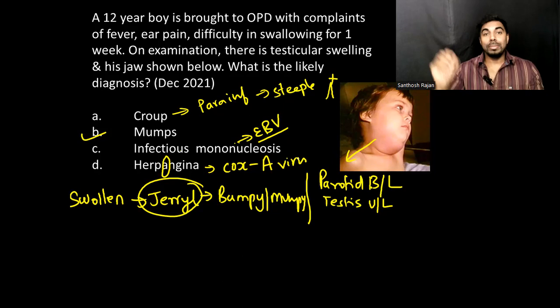And B, coxsackie B, causes Bornholm disease. If you remember, Bornholm, devil is bad. B for bad, devil is bad. And A causes flaccid paralysis. Coxsackie A causes the what? It causes flaccid paralysis, but B causes the spastic paralysis.